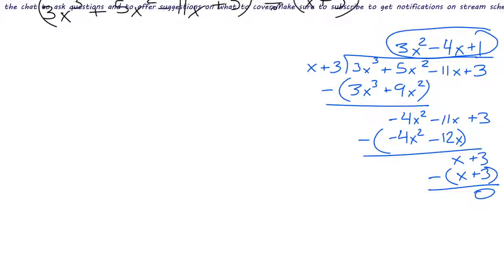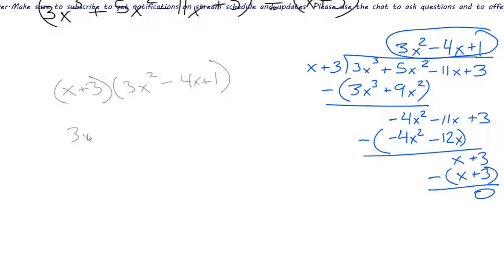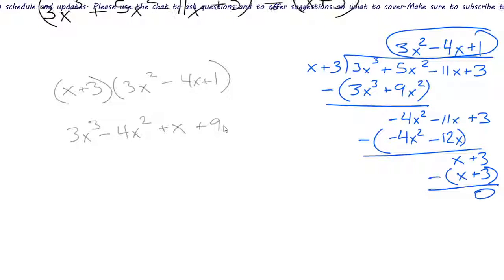Now if you want to do a check real quick. x plus 3, what was our divisor, times our answer. x times 3x squared, 3x cubed. x times negative 4x is negative 4x squared. x times 1, positive x. 3 times 3x squared is going to be positive 9x squared. 3 times negative 4x is going to be negative 12x. And 3 times 1 is just going to be positive 3.